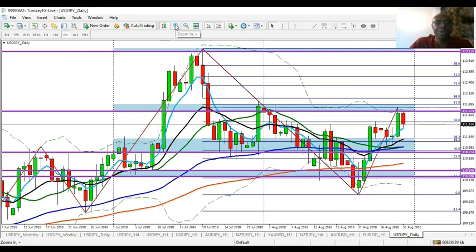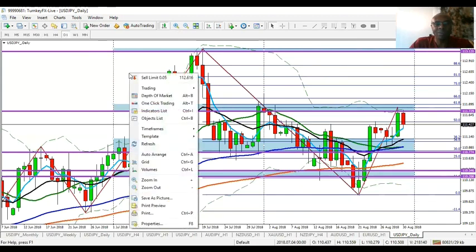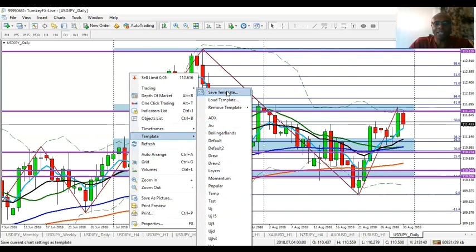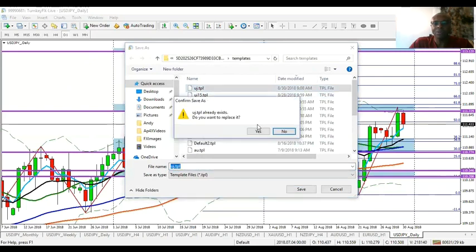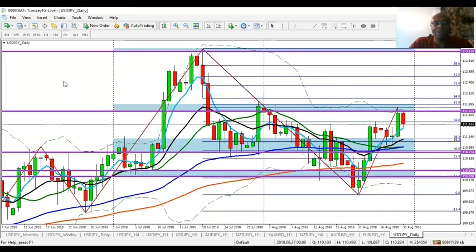So now what I do is I'll right click and save this as a template, so I can then use it for other time frames. I'll right click, go to template, and then say save. Because I'm using USDJPY, I'll save it as UJ, and then say save. I'm going to override it because I already got one.